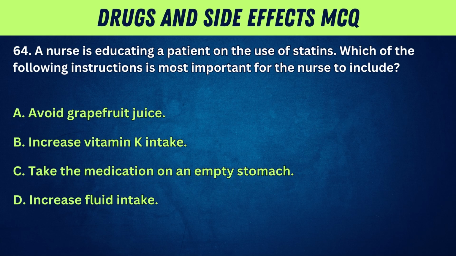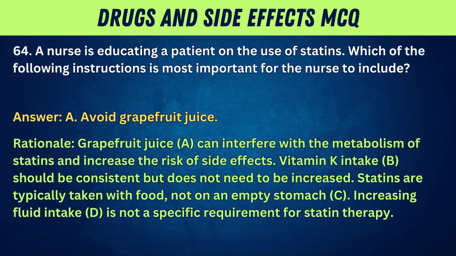64. A nurse is educating a patient on the use of statins. Which of the following instructions is most important for the nurse to include? A. Avoid grapefruit juice. B. Increase vitamin K intake. C. Take the medication on an empty stomach. D. Increase fluid intake. Answer: A.